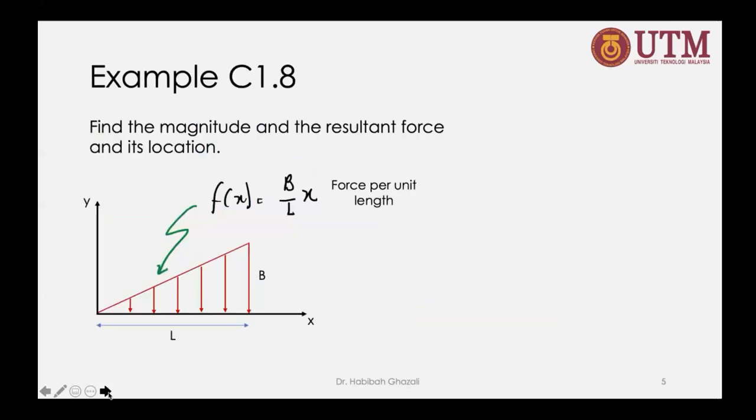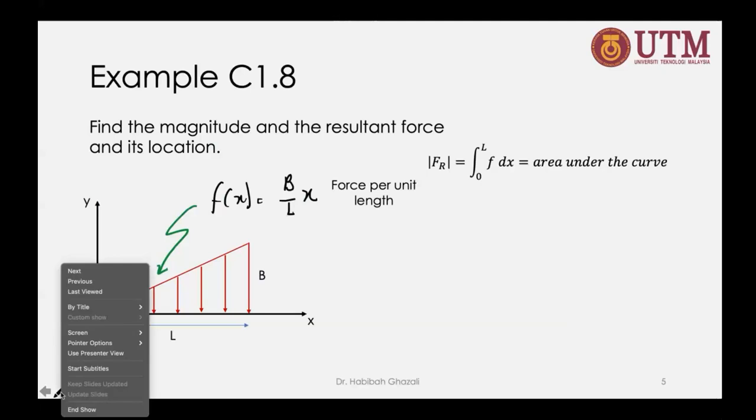Okay, so let's say we have this kind of case, we just want to prove that we can use those equations to find the resultant force and also the centroid. So we can solve this example together.